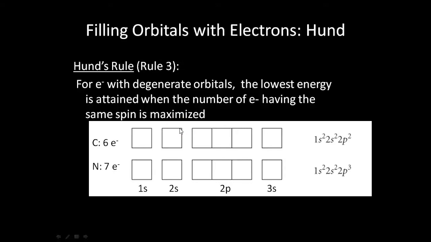So the final rule is Hund's Rule, which says for electrons with degenerate orbitals, the lowest energy is obtained when the number of electrons having the same spin is maximized. Okay, that sounds really complicated, but in all honesty, it's very, very simple. When they say degenerate orbitals, what they mean is orbitals with the same energy.